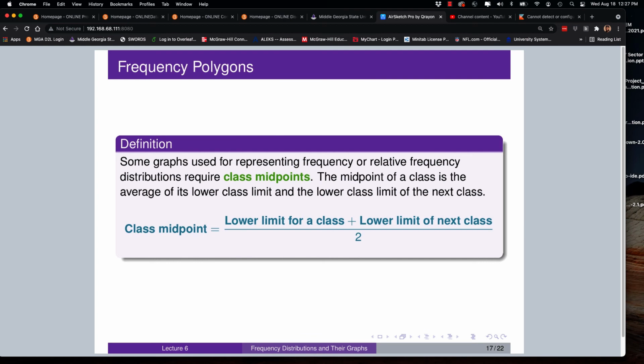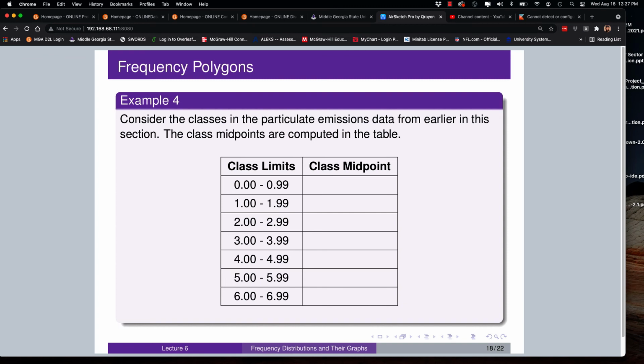But to build a frequency polygon, we require the class midpoints for each of the classes we've already constructed. So that's just the average of the lower class limits for consecutive classes. For consecutive rows, we average the lower class limits, and boom, we've got the midpoint. Let's do an example of that real quick. We would need the class midpoints to make this graph. We also would need the frequencies, but we don't need those just to find the class midpoints.